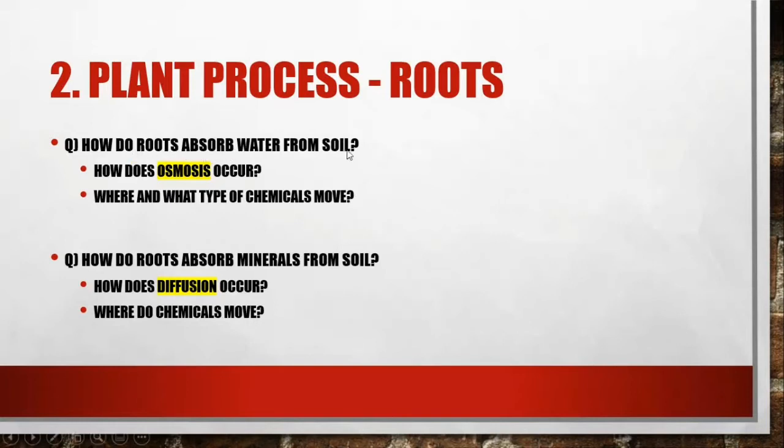How do roots absorb water from soil? How does osmosis occur? Where and what type of chemical moves? How do roots absorb minerals from soil? Diffusion actually answered that a little bit, but how does diffusion work? Where does it go? And what chemical goes? Is it water or any other type of chemical like minerals?